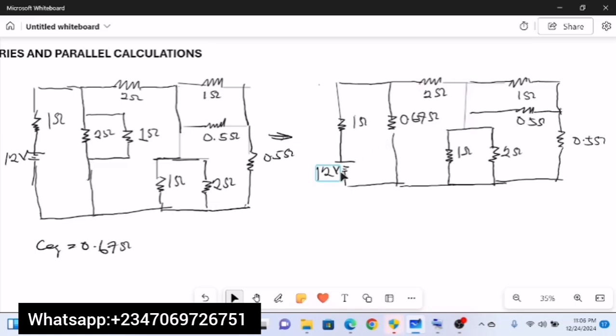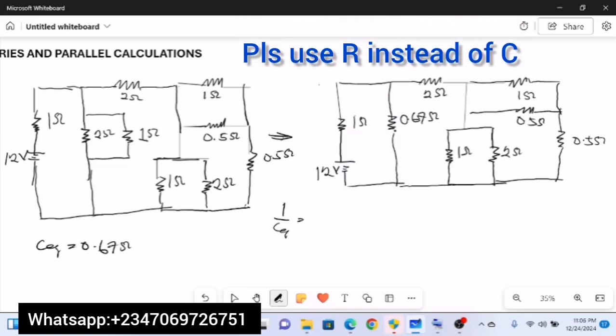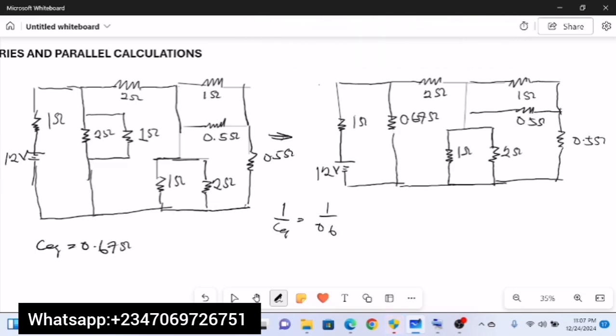Observe, if current is flowing from the source through this resistor and gets to this node, some of that current flows into this resistor while some flows into this resistor. So which means these two resistors are what? Parallel to each other, so we can simply resolve them into one resistor. You remember the law: when they are parallel, 1 over R equivalent is the sum of the reciprocals of each of them. So we have 1 divided by 0.67 plus 1 over 2.